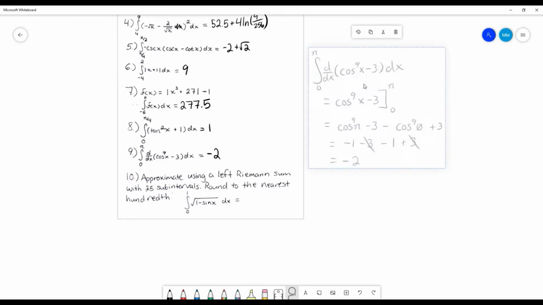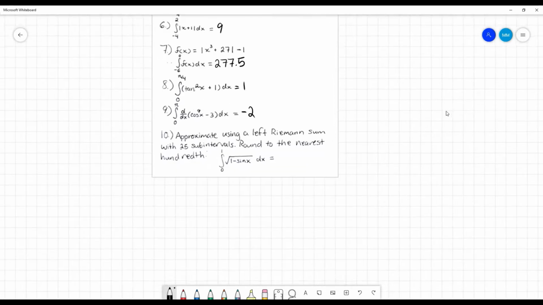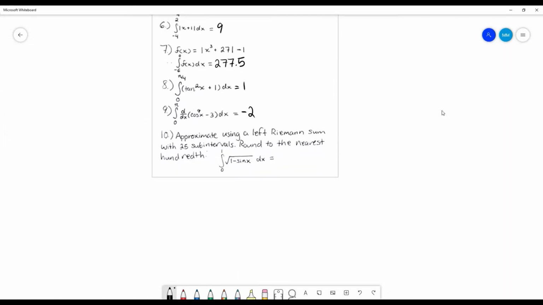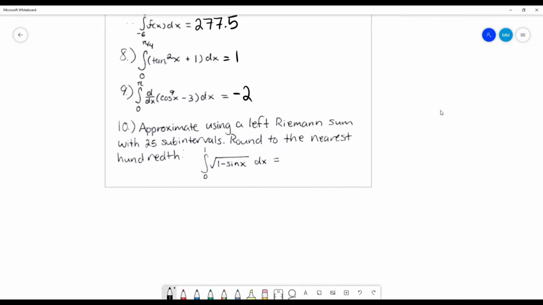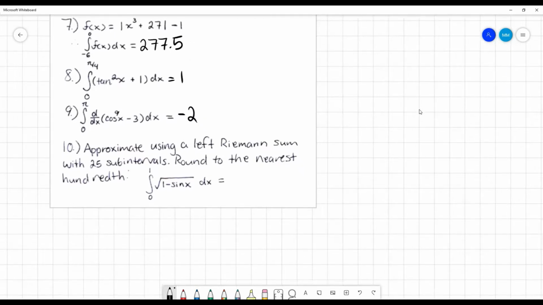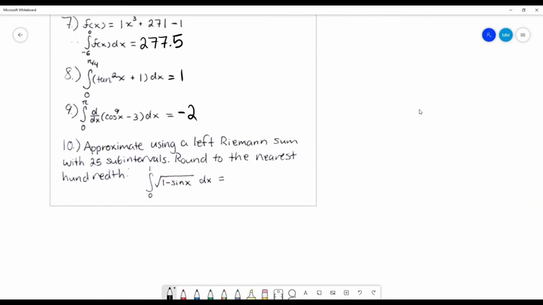And finally, this last question we have to use a calculator for. So it wants us to approximate this integral using a left Riemann sum with 25 subintervals of equal length. We want to round to the nearest hundredth. Once again, I went over it in my other videos, though I do think I made a mistake in one of them, so I want us to be careful here. First of all, I know we're going from 0 to 1, which means my subintervals are going to be of size 1/25, because I'm just going to divide that space by 25.